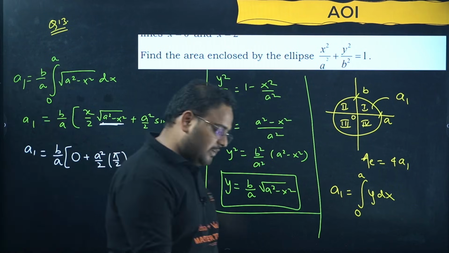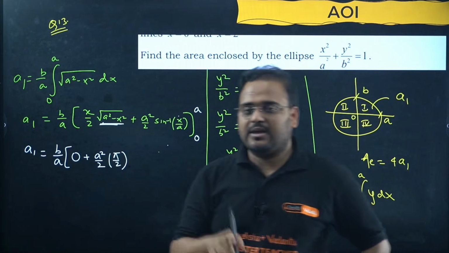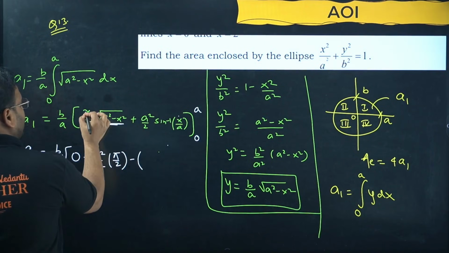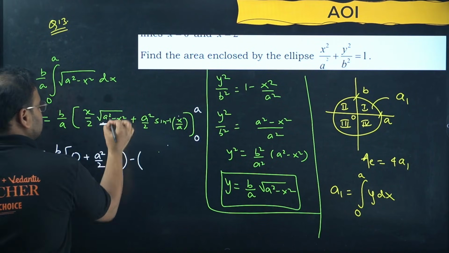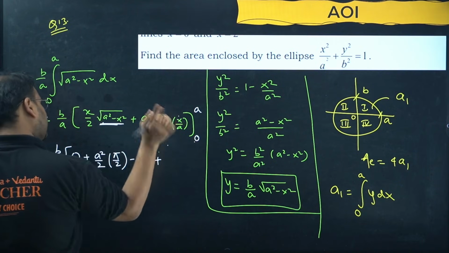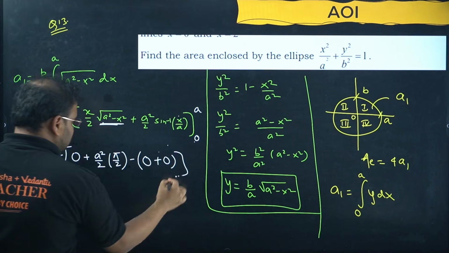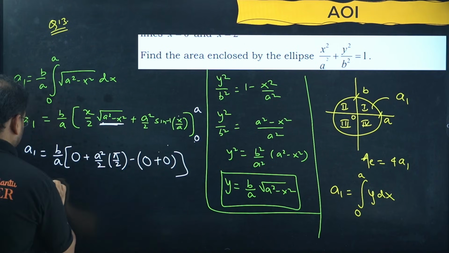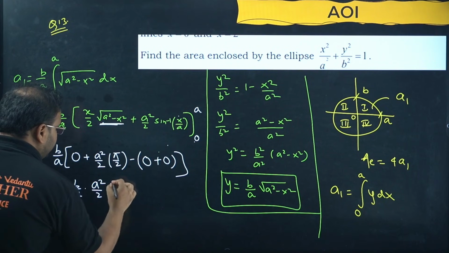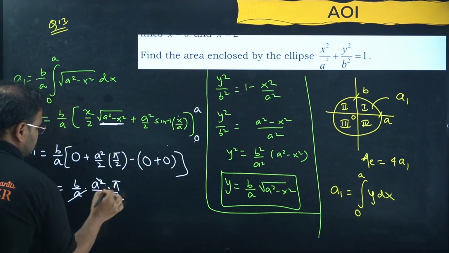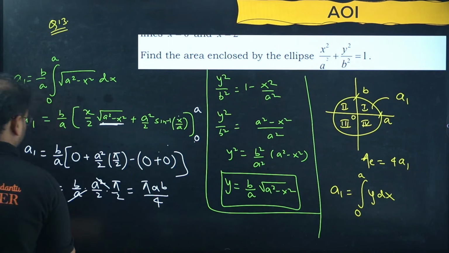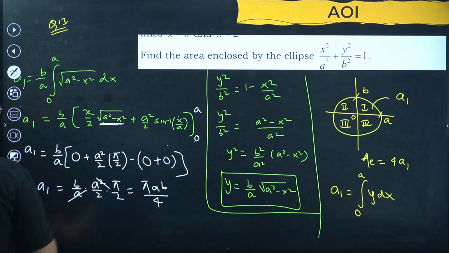I'll repeat. Sine inverse of x by a, sine inverse of a by a, sine inverse of 1 is pi by 2. Lower limit, put 0. If you put x equal to 0, the whole thing is 0. Plus, put 0 in this place: sine inverse of 0 by a is again 0. Simplify this. A1 is coming as b by a square by 2, pi by 2. A and a cancels. You have the answer as pi ab by 4. This is the value of my a1.